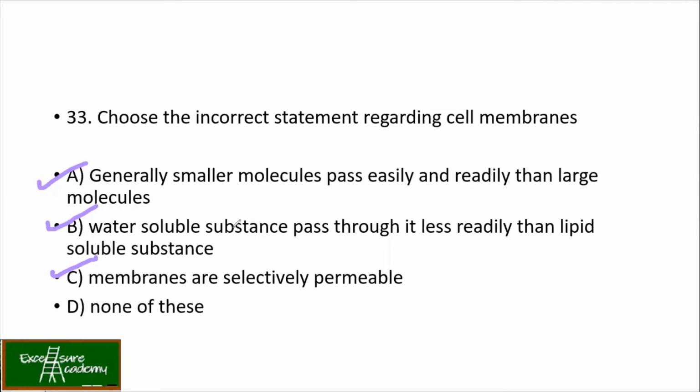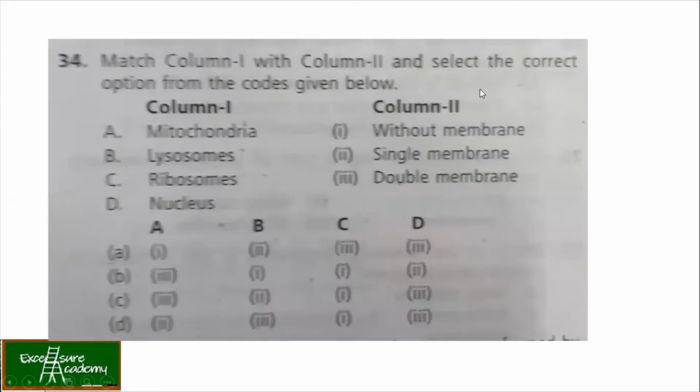We have already said that the plasma membranes are selectively permeable. Water-soluble substances pass through it less readily, that is also true because of the non-polar nature of the bilayer. And small molecules can pass. So all these three statements are correct. So here the answer becomes none of these because all three statements are correct. This becomes very interesting once you have the figures in your mind, and if you go through the figures, it becomes very clear and also easy to do the MCQs.